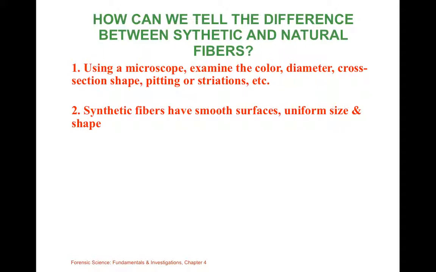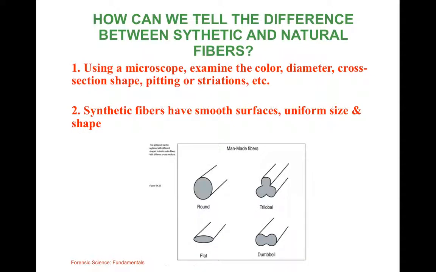Okay, we know that synthetic fibers have very smooth surfaces. They have a very uniform size and shape. Remember, that's just synthetic. That's just man-made fibers. If you look at the image below, these are all man-made fibers, okay? They can either be very uniformly round, they can be trilobal, meaning they've got 3 different lobes. The fiber could be very flat, or it could be in the shape of a dumbbell. Now remember, these are man-made fibers. Natural fibers, because they're natural, have more variation in their surfaces, size, and shape.